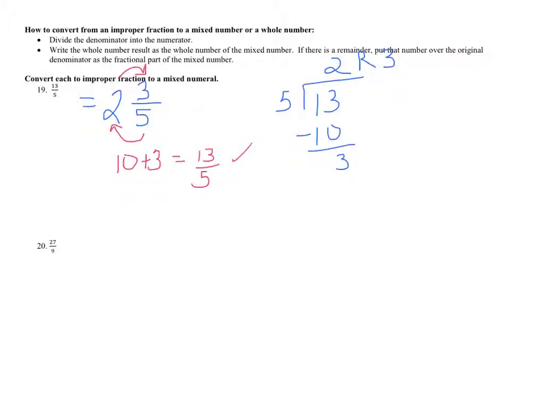Alright, now we're looking at 27/9 that we want to convert. So I need to do 27 divided by 9. Well, 9 goes into 27 3 times, because 9 times 3 is 27, and we see there is 0 remainder. Therefore, 27/9 can be written simply as the whole number 3. There is no fractional part to be part of a mixed number.